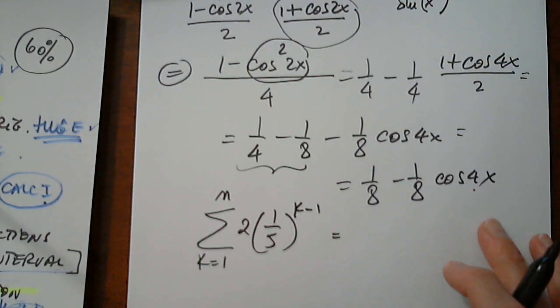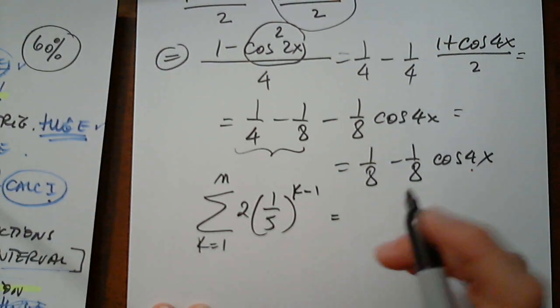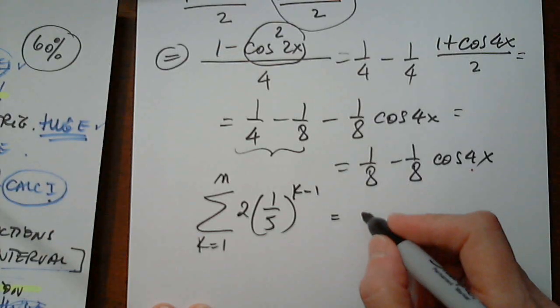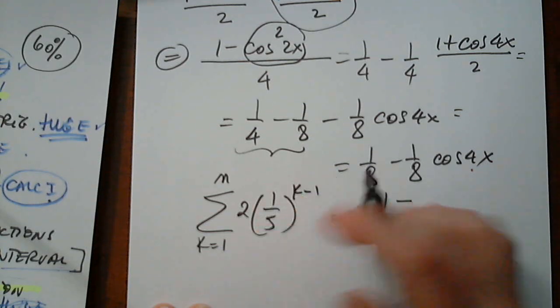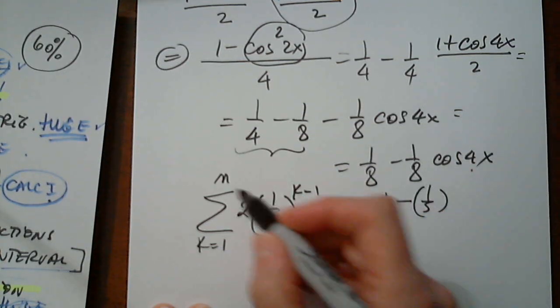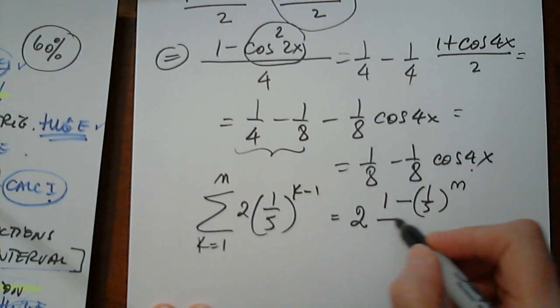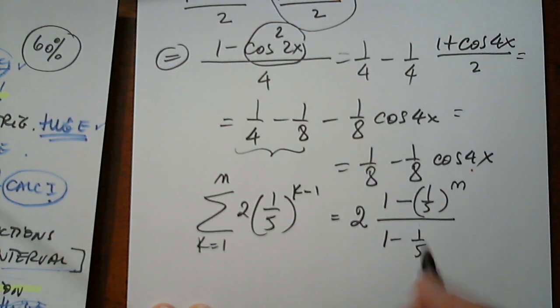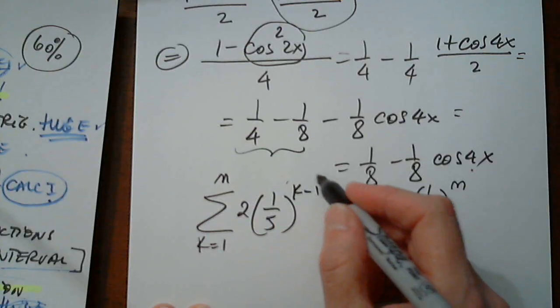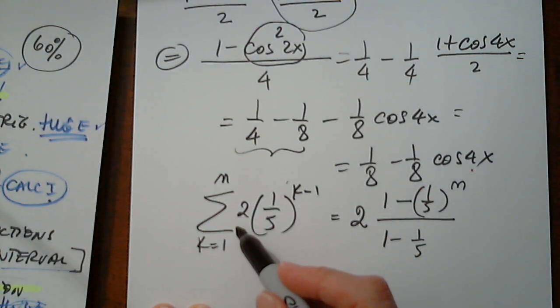Very good. So this is a geometric series. So all you have to write is 2, 1 minus the common ratio to the nth power over 1 minus 1/5. This is the formula. You don't have to do anything. This is exactly what you needed. K minus 1, this is A1, and this is R.